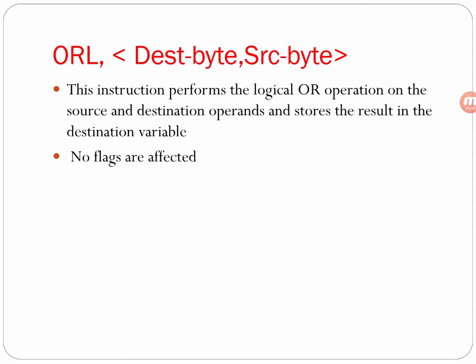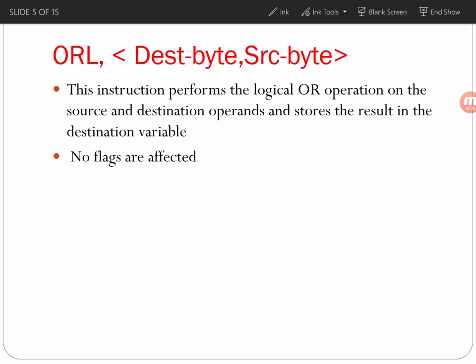Next, ORL destination byte, source byte. This instruction performs the logical OR operation on the source and destination operands and stores the result in the destination variable. It basically performs the OR operation on the source and destination, and the result is saved again in the destination, and no flags are affected. For example, ORL A, direct.